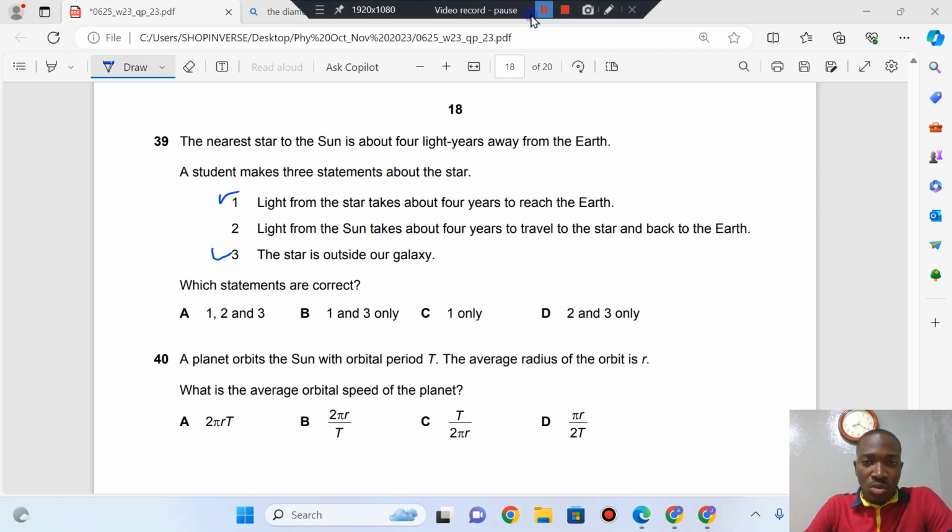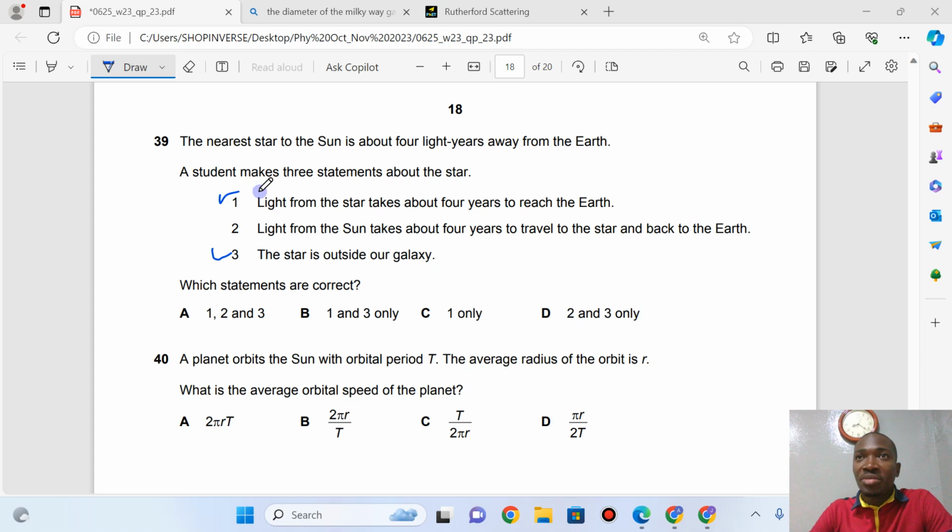So, we have picked those two answers. Light from the star takes about 4 years to reach the Earth. That's fine. The nearest star to the sun is about 4 light years away from the Earth. 4 light years. Yes, 4 light years.